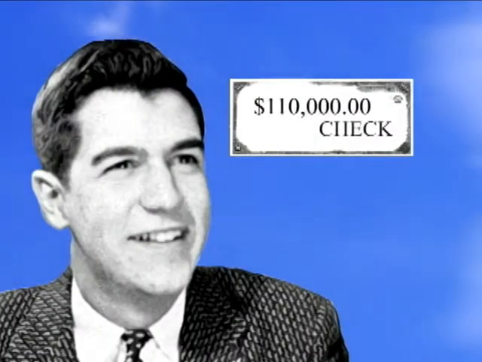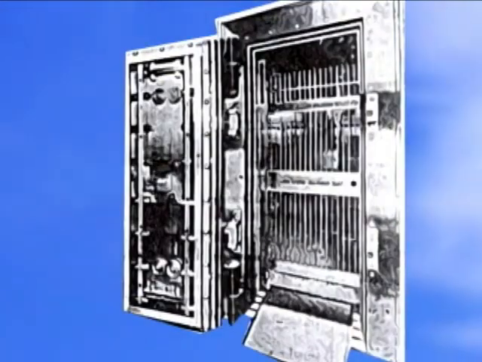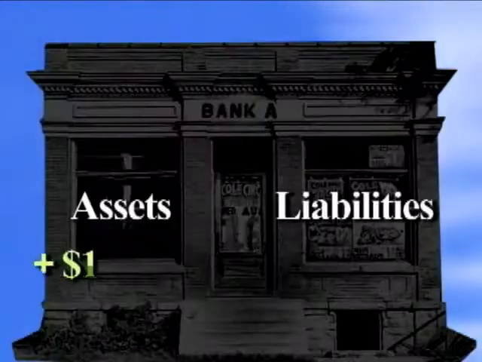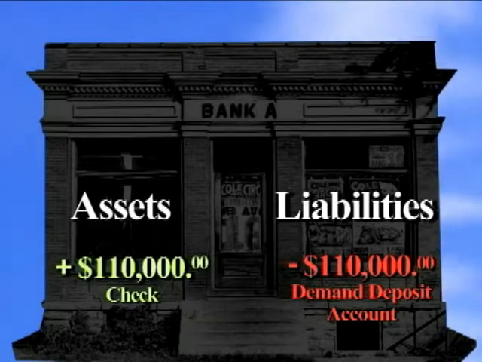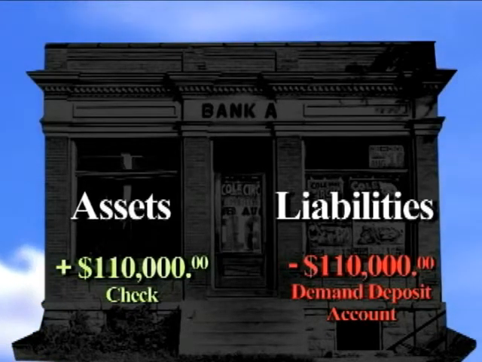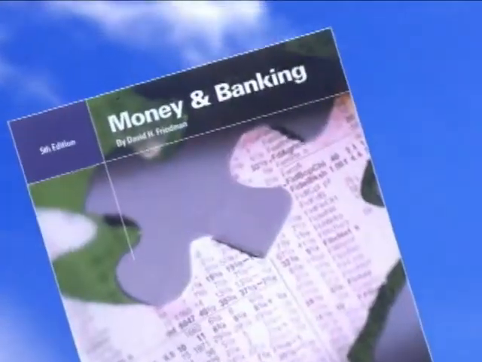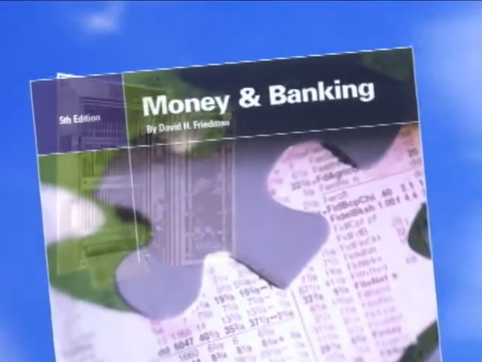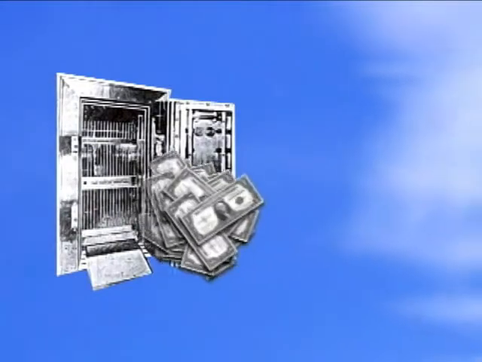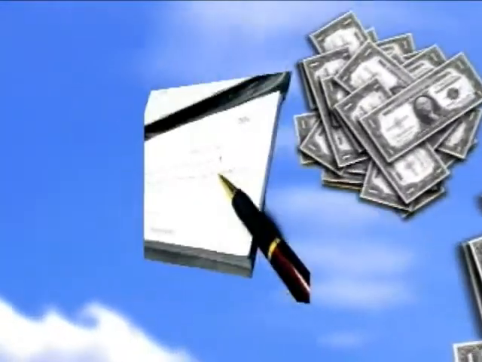Meet Don. He deposits $110,000 into his checking account at Bank A. Bank A then creates a demand deposit account to offset the $110,000 asset from Don. According to the banking textbook, Money and Banking, demand deposits are funds that customers may withdraw from banks with no advance notice, like your checking account.